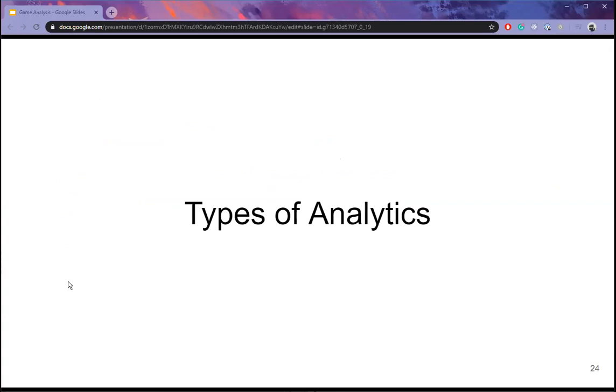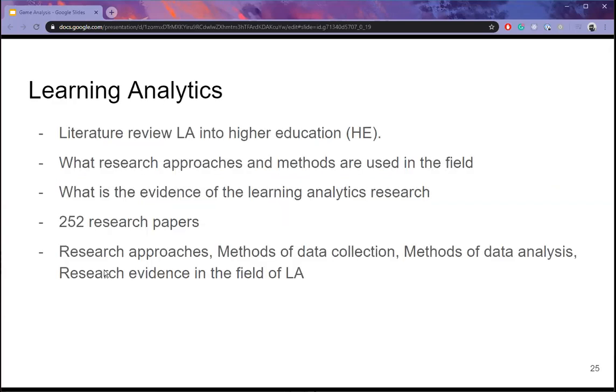Okay, so we divided it into three types of analysis: learning analytics, game analytics, and serious game analytics. Because the concept of serious game analytics is different, it should be treated as different in some aspects. So we'll go through each of the ways of analyzing.